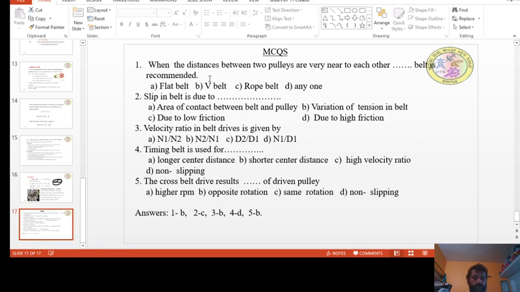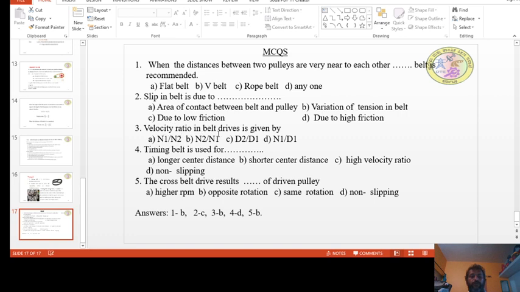And coming to the MCQs. When the distance between the two pulleys is very small, dash type of belt is recommended: a flat belt, V belt, rope type, or any one. So it is a V belt. Slip in the belt is due to area of contact between the belt and pulley, variation in tension in the pulley, low friction, or high friction, and the answer is low friction.